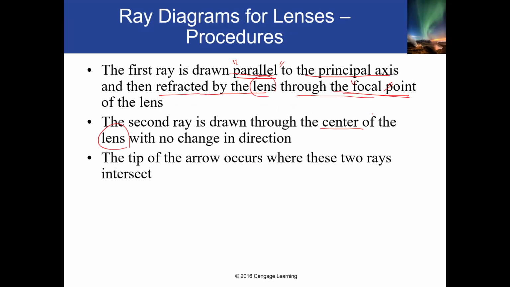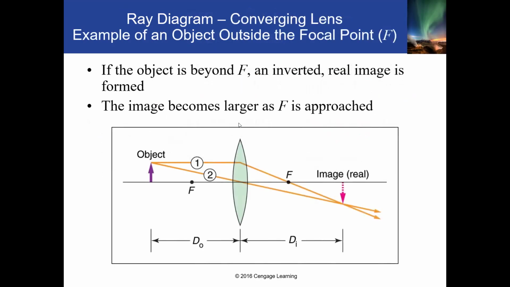So what was the second line for the mirror? The second line was through the center of the curve, the circle, right? So that's the only difference. Right? So now let's draw it.